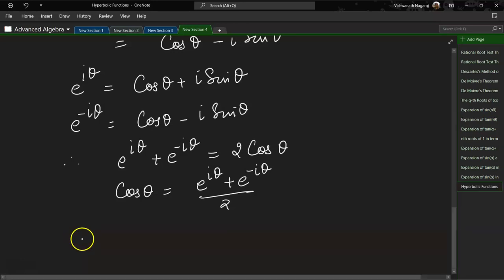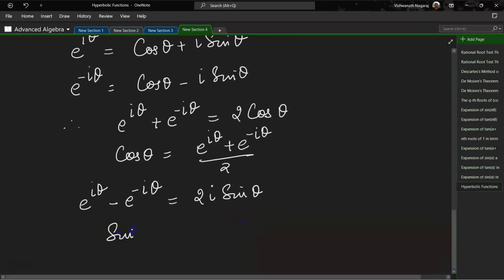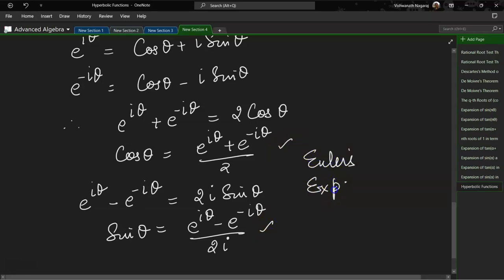So let's do that. Let's say e^(iθ) minus e^(-iθ) is equal to, we will end up with cos theta getting cancelled. So we will be left with 2i sin theta, which means sin theta is equal to (e^(iθ) - e^(-iθ))/2i. Okay, so this and this are called Euler's exponential values of sine and cos.